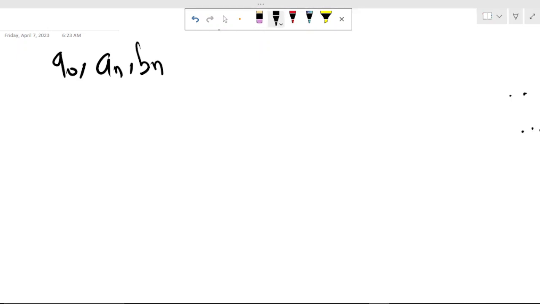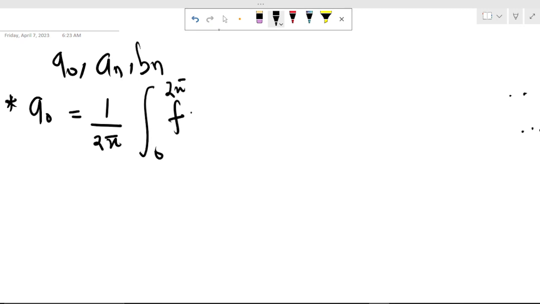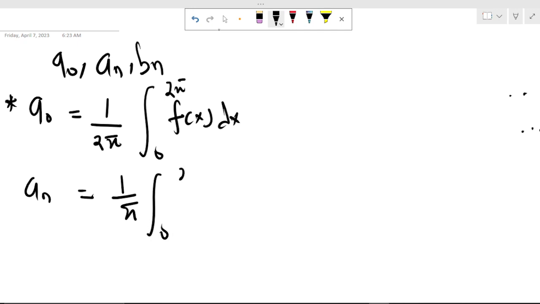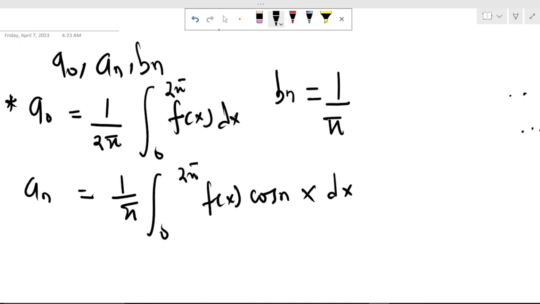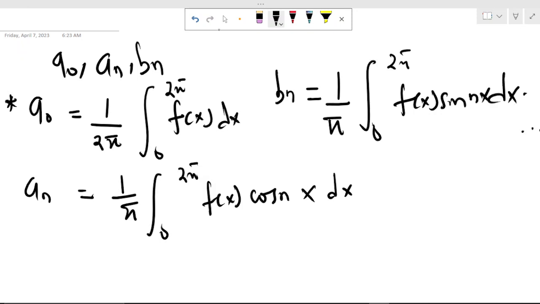So now back to the constants. How do we get a naught? According to Euler's formula, a naught is equal to 1 over the period, which is 2 pi in most cases, times the integral from 0 to 2 pi, which is our period also, of f of x dx. Our an equals 1 over pi, where pi here is half of our period, times the integral from 0 to 2 pi of f of x cos nx dx. And finally, I believe you can guess what this would be. bn is equal to 1 over pi, where pi here is also half of our period, times the integral from 0 to 2 pi of f of x sine nx dx. So please take note of these formulas. Moving forward, we'll be using them for our questions.